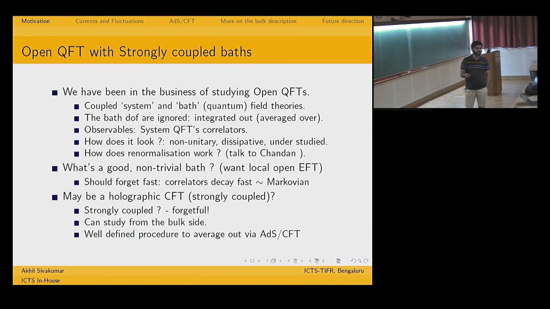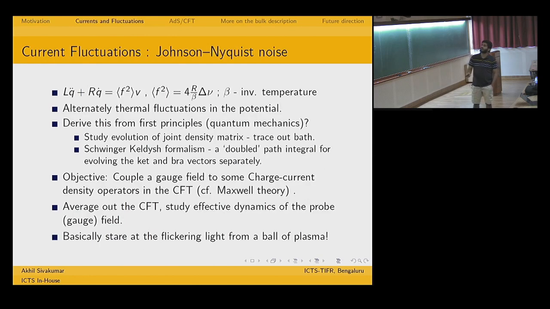So if you want to consider a fancy bath, we can consider maybe a holographic CFT. It's strongly coupled, so it's forgetful. You can study it from the bulk side, and then there's a well-defined procedure to average out the CFT via AdS/CFT. So, current fluctuations, or some Johnson-Nyquist noise kind of phenomena.